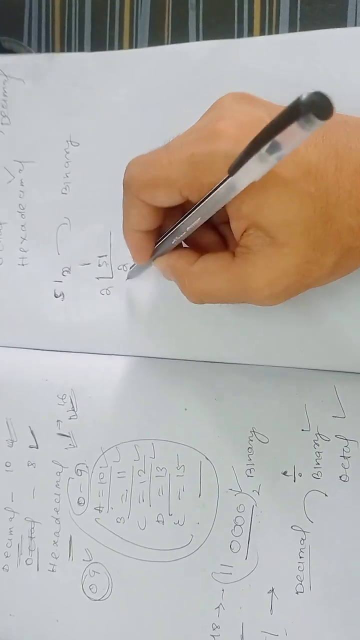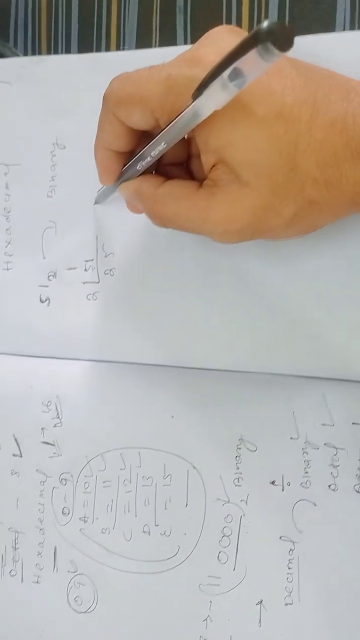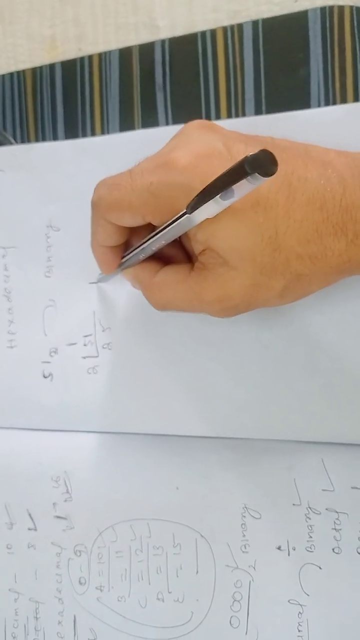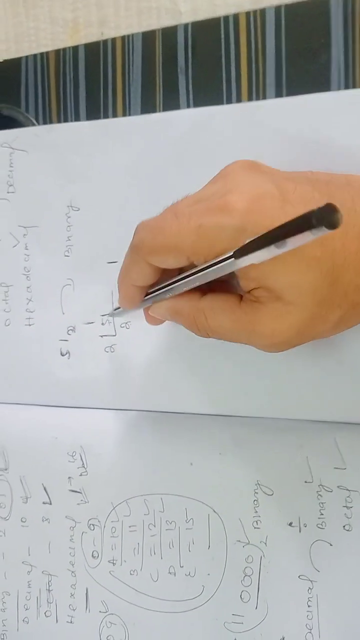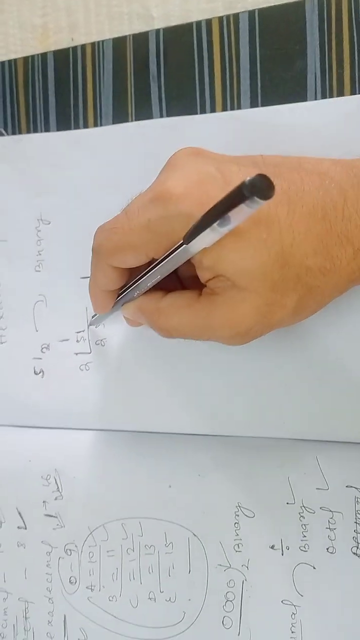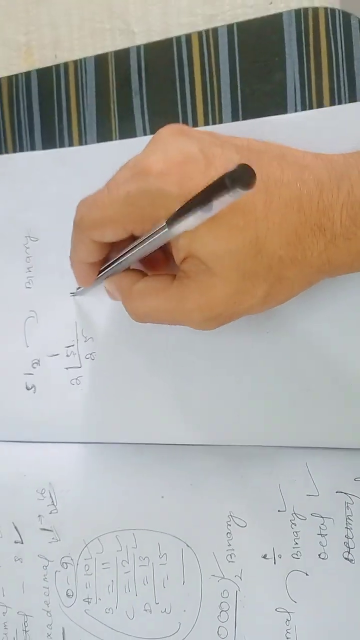So 2 twos are 4, and 1 is carried forward, so that is 11. And 2 fives are 10, and one thing is basically the remainder. So you have to write down the remainder here.